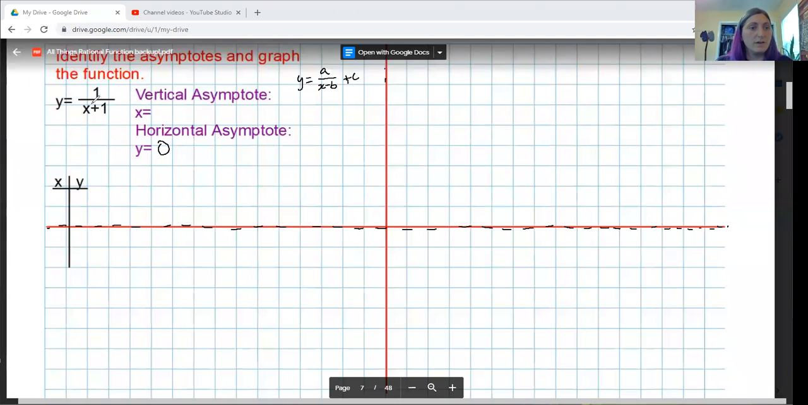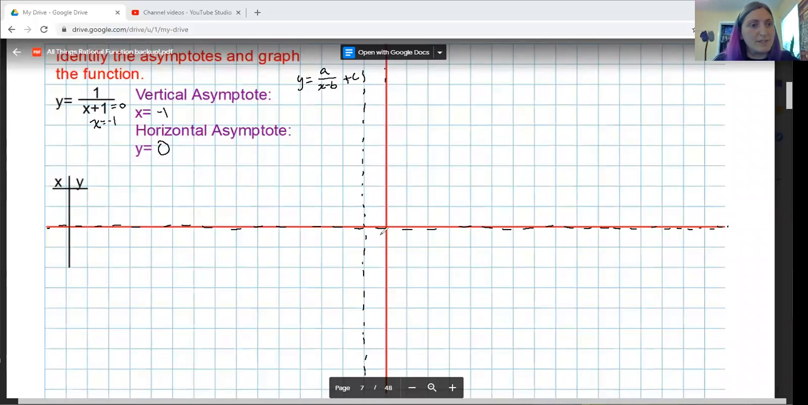Now my vertical asymptote is wherever the denominator becomes 0. So x plus 1 equals 0. So then, of course, x is equal to -1. Okay, so I have a vertical asymptote at -1. There it is. There's my vertical asymptote. So I know that the values I'm going to choose are going to be on either side of this vertical asymptote.